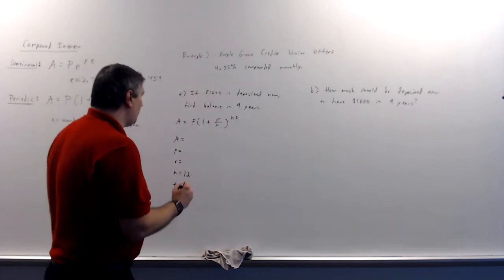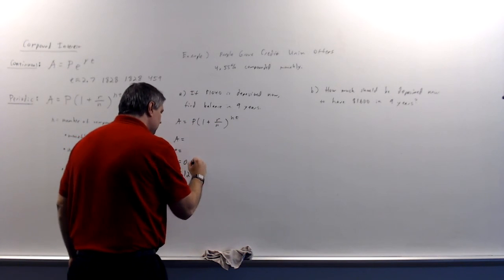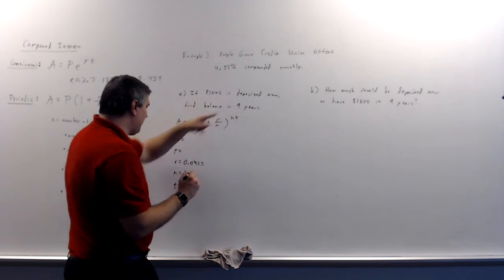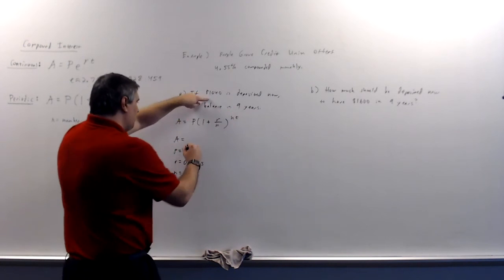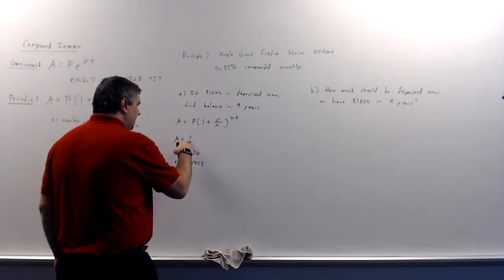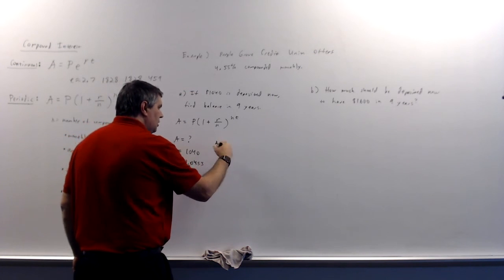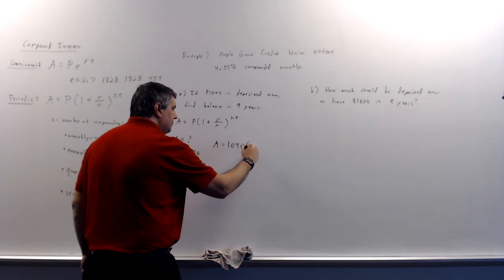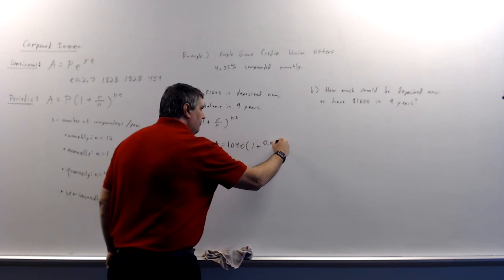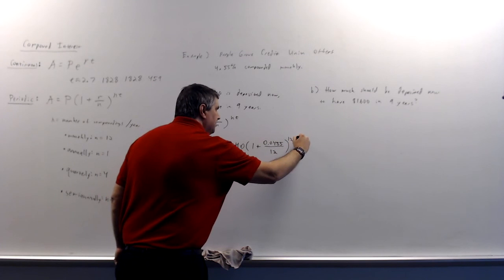The rate is 0.0455. Time is 9 years, since 1,040 is deposited now and we want the balance in 9 years. We're starting with 1,040. We don't know what the accumulated value will be in 9 years. That's the question. So A equals 1,040 times 1 plus 0.0455 over 12, to the 12 times 9th power.